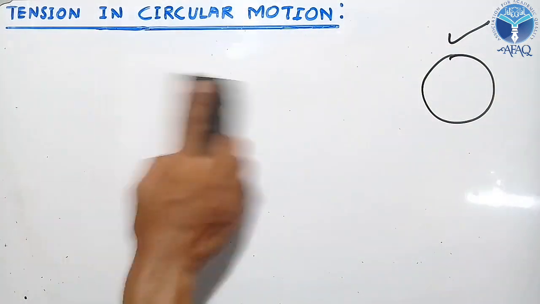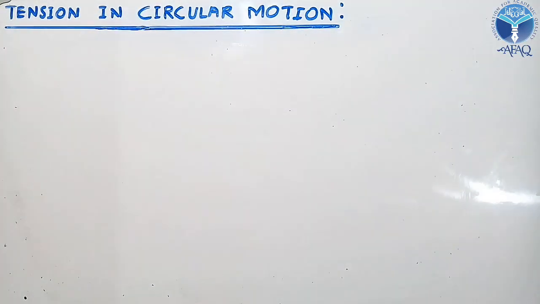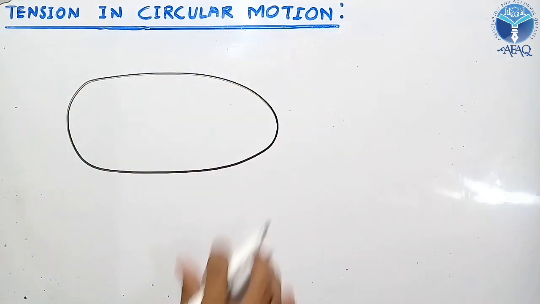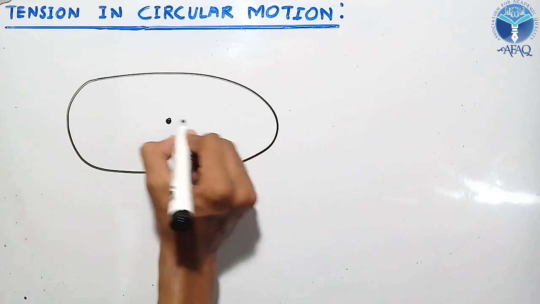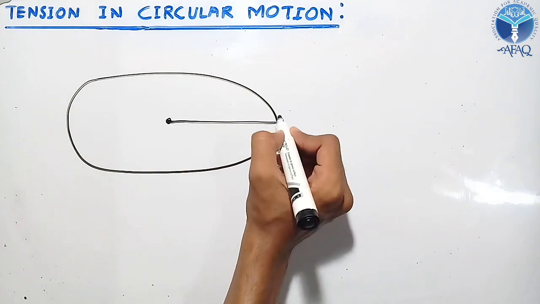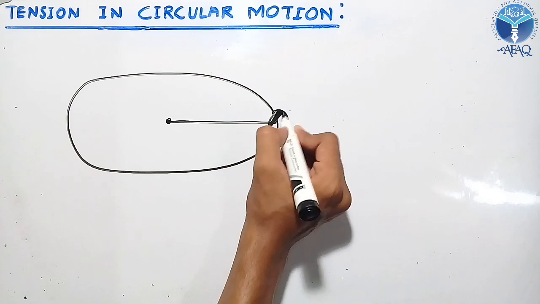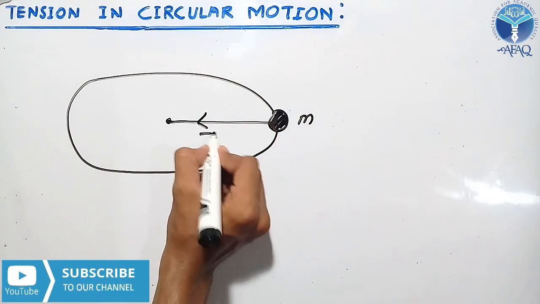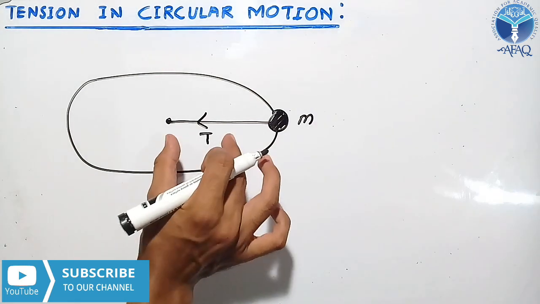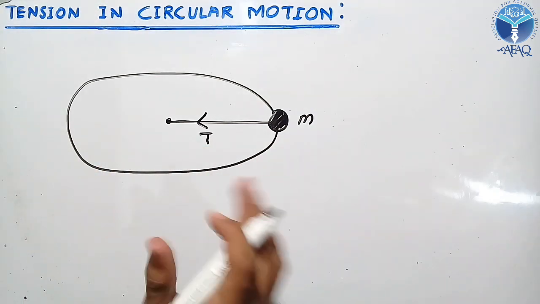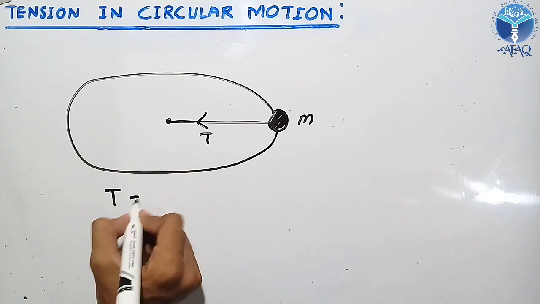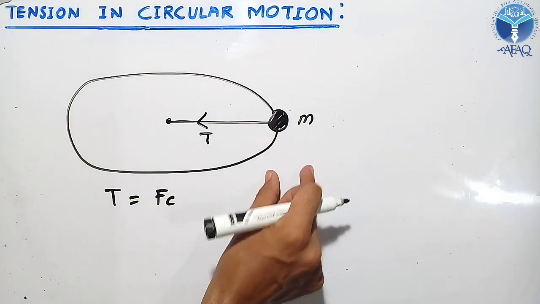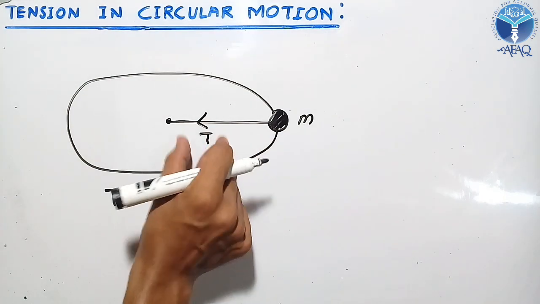So consider a horizontal circle. Here is the center of the circle, and here is a string, and with the string a body is attached with the mass m. Here the tension is toward the center of the circle. Now what does this tension do? That makes it more interesting. Here the tension simply provides the centripetal force, which means the centripetal force is provided by this tension.